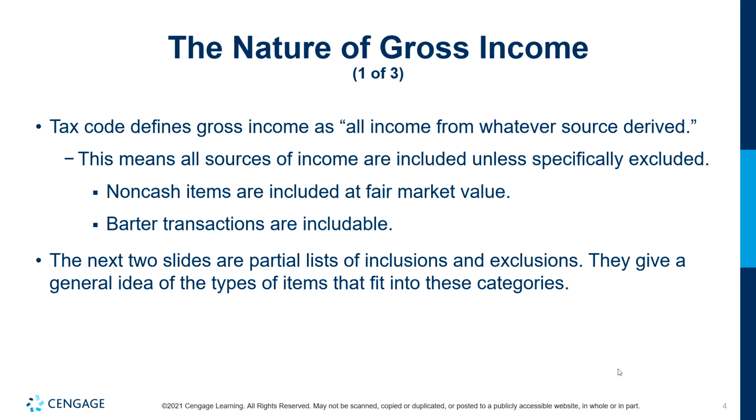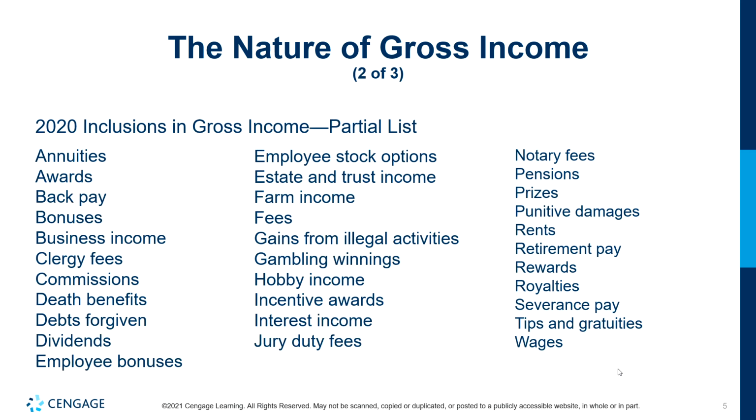Next, 2020 inclusions in gross income. Again, partial list. There are so many other items that could be thrown in. Basically, again, if it's not part of the exclusions, and we made money off of it, we're probably going to put it in income.